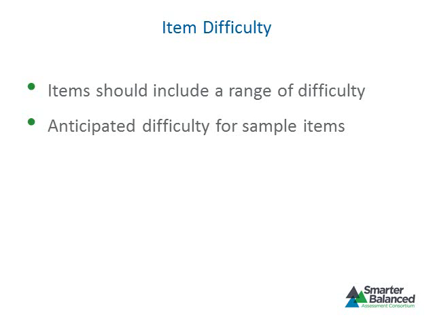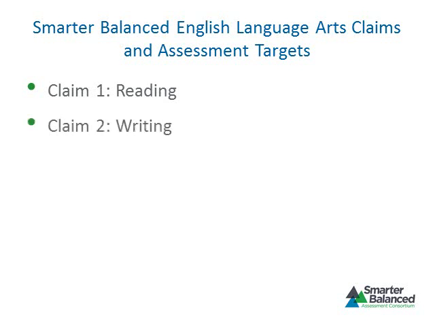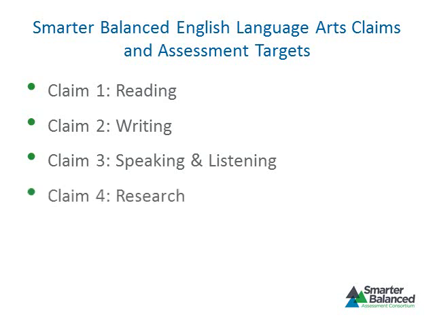Now, let's examine the claims and assessment targets contained in the Smarter Balanced Assessment Consortium ELA Literacy Content Specifications. Smarter Balanced has defined 4 claims or broad statements that will be made about learning outcomes. Claim 1 focuses on reading. Claim 2 focuses on writing. Claim 3 focuses on speaking and listening. And the final claim focuses on research.